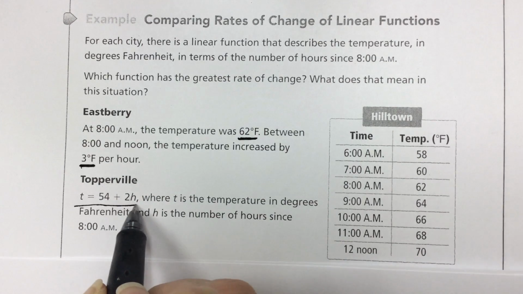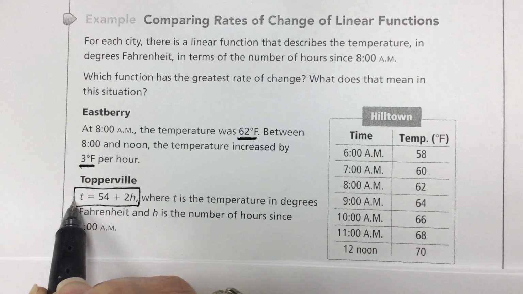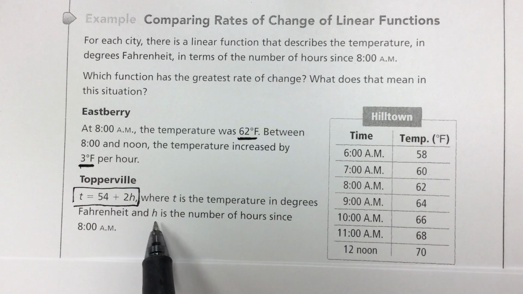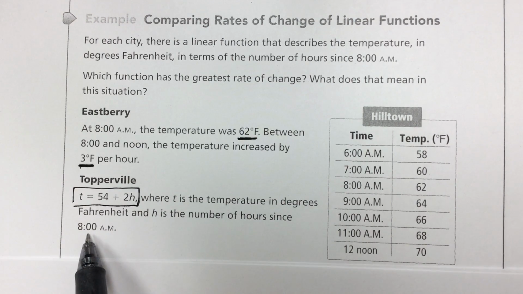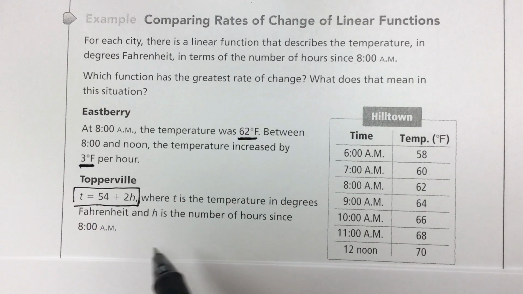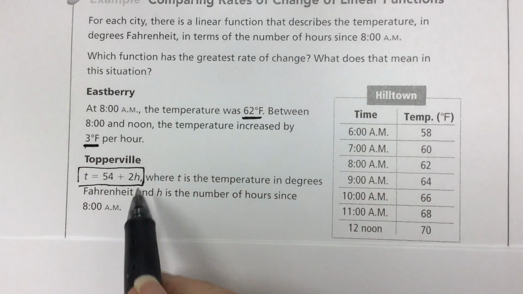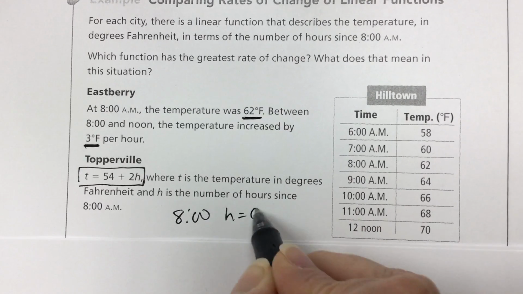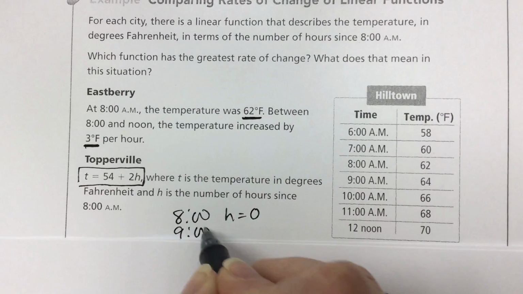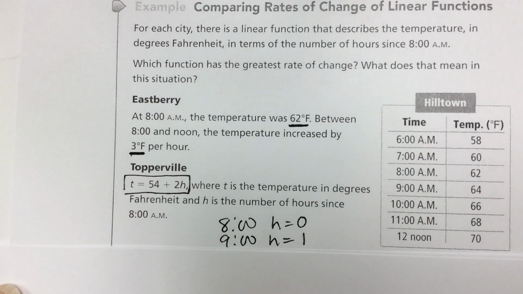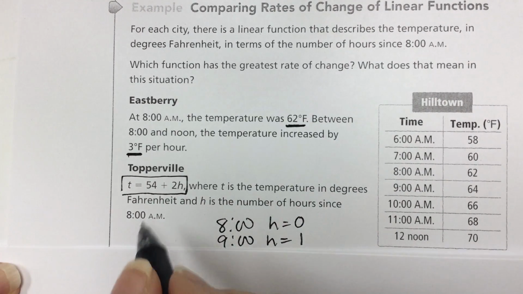All right, let's look at Toppersville. With Toppersville, we have an equation where T is the temperature in degrees Fahrenheit and H is the number of hours since 8 o'clock. Well, what's going to happen every time you plug in? All right, so at 8 o'clock, H would be 0. At 9 o'clock, H equals 1. All right? So we could look at that. We could determine some points.